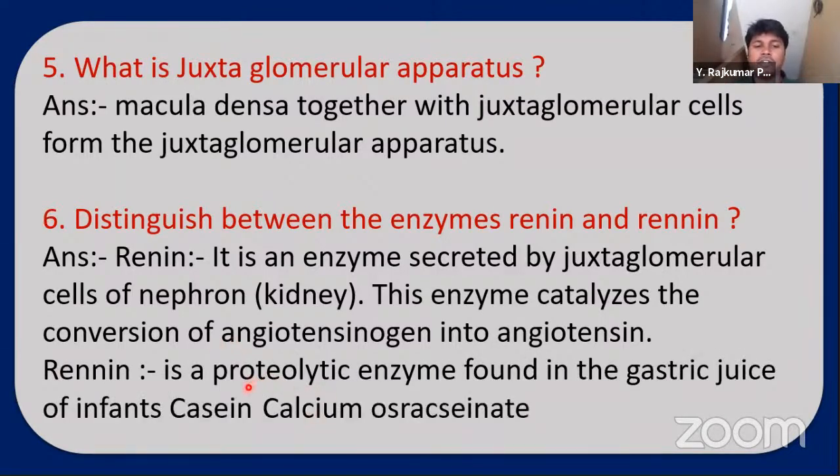It is a proteolytic enzyme found in the gastric juice of infants. Okay, so it's also called chymosin, calcium paracaseinate. Okay, it is useful for the digestion of milk protein. So rennin is useful for the digestion of milk protein, whereas renin is useful for the conversion of angiotensinogen into angiotensin. Okay, let's go to the next 2 marks question.